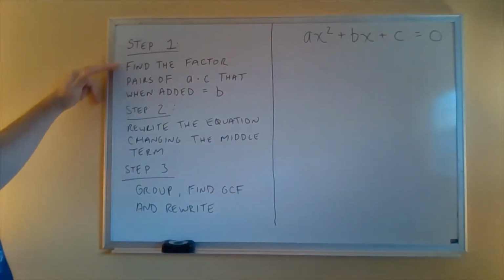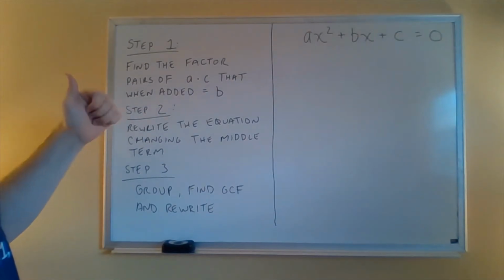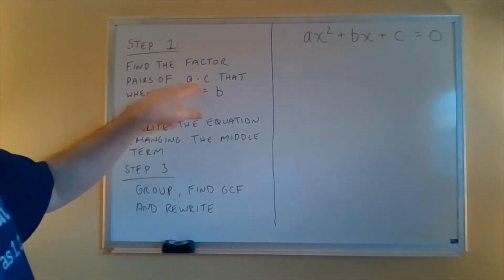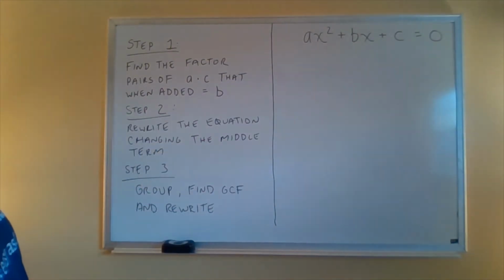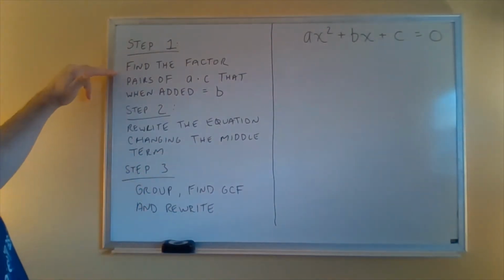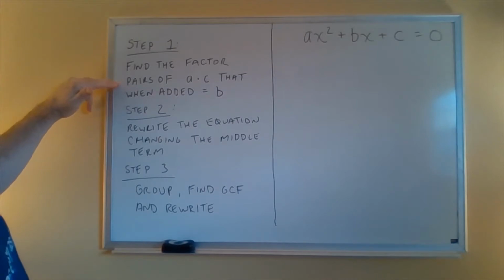So here are the steps. Step 1, we're going to find the factor pairs of A times C. We're going to multiply those two coefficients. That's why this method is often called the AC method. So step 1, we find the factor pairs of A times C that, when added together, equal B.